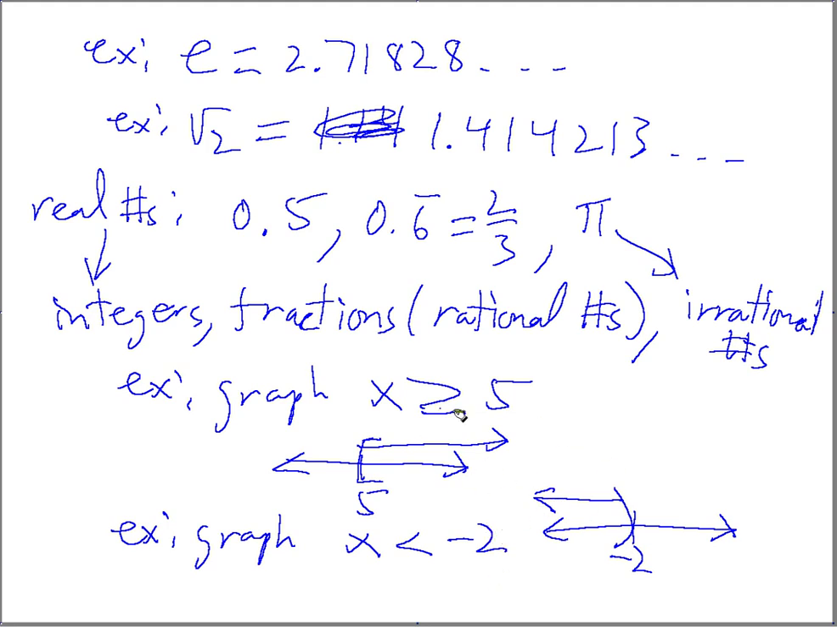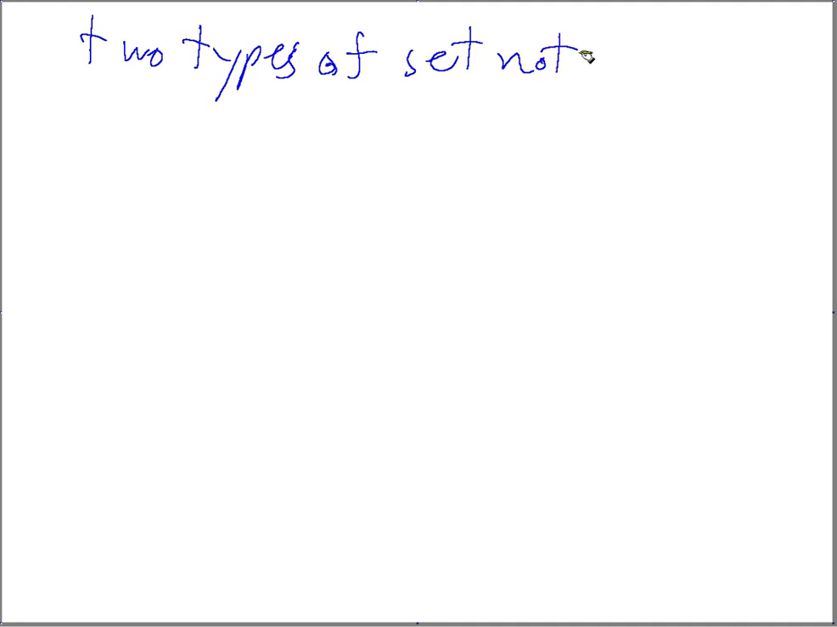Now, with these sets of real numbers, there are 2 ways to express these sets. Let's look at 2 types of set notation that we can use in mathematics to express sets of real numbers. So let me clear this out. Sorry about that. Sketchpad is a little bit difficult to work with here, so I apologize, but bear with me.